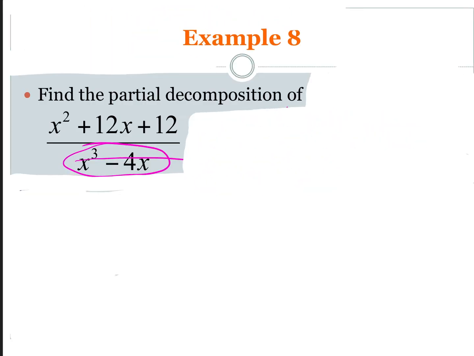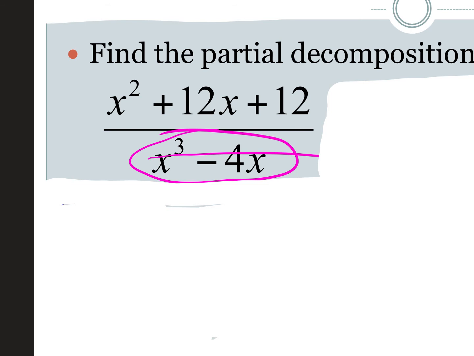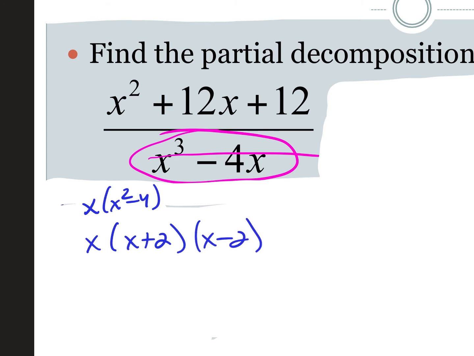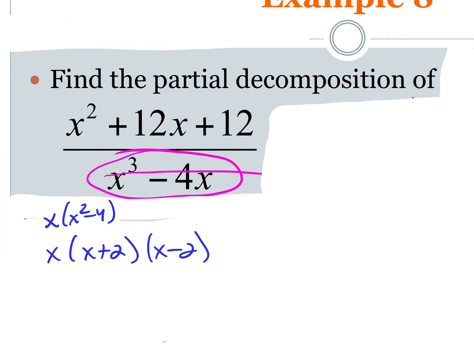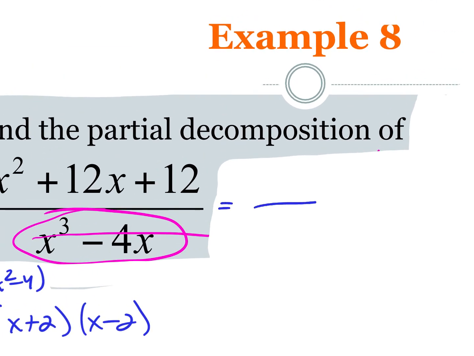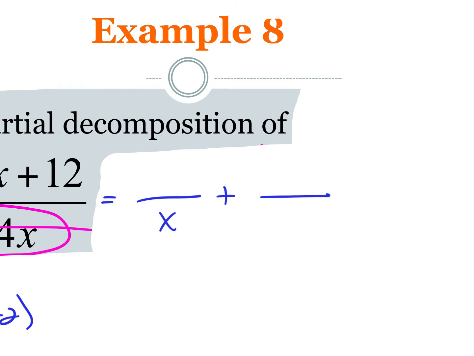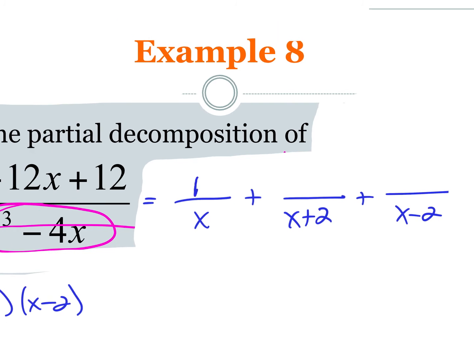Okay, let's go back and solve. This one's a little longer, but you don't do anything any different. How are you supposed to solve this? What is the first thing we do? Factor. So this becomes x times x squared minus 4, correct? Which becomes x times x plus 2 times x minus 2. So how many different fractions are we going to have here? 3. So I have x, x plus 2 and x minus 2, right? So we have an A, a B, and a C. Same exact process. It just takes a little bit longer.